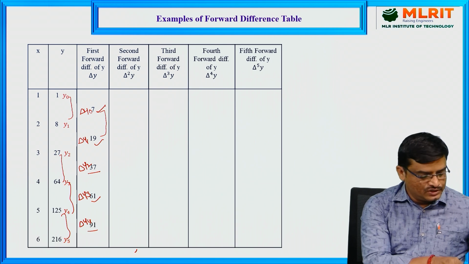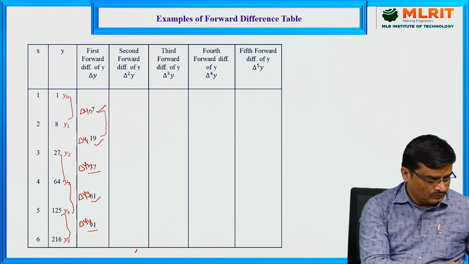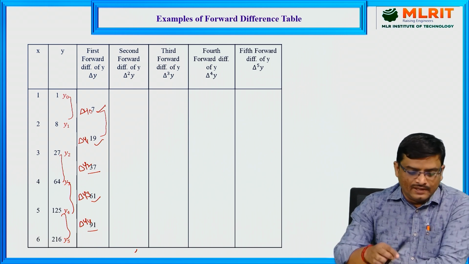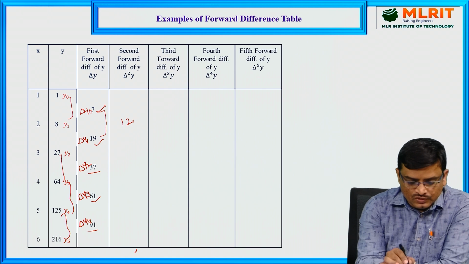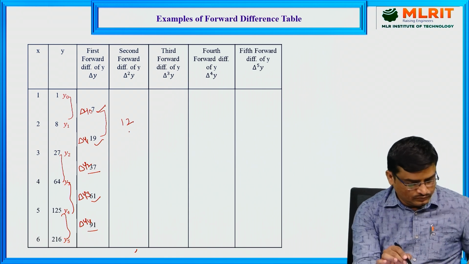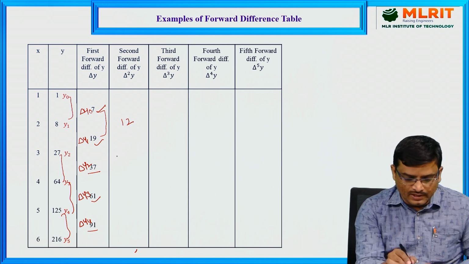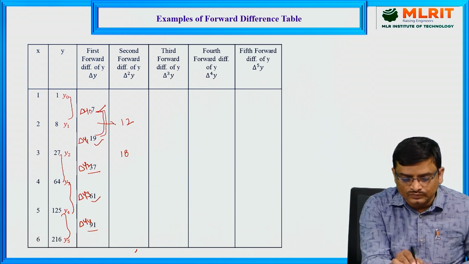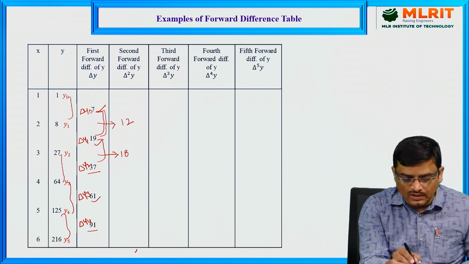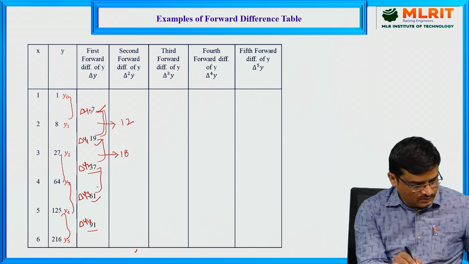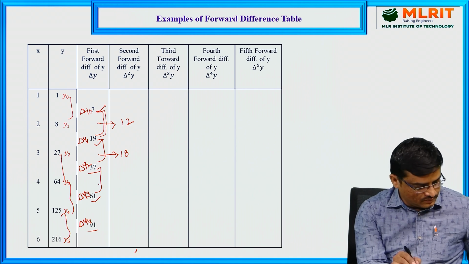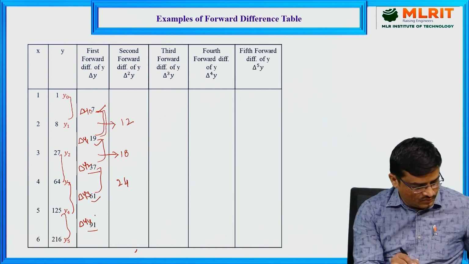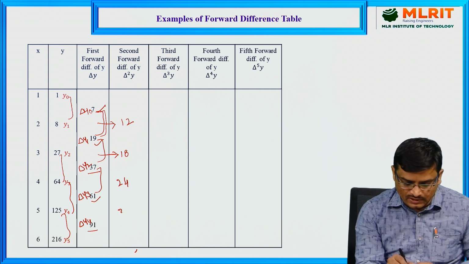So 19 minus 7, take the calculators and find out, we get 12. So 37 minus 19, you will get 18. Write these differences in between these two values here. Take the difference of 61 minus 37, you will get 24. Next, 91 minus 61, that is 30.